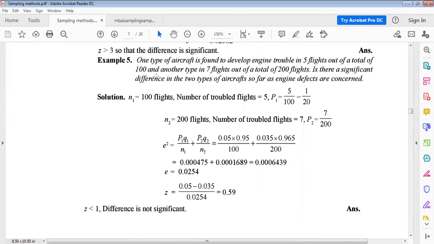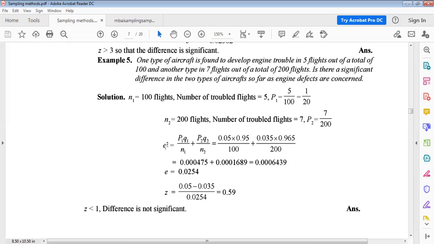Similarly, one type of aircraft is found to have developed engine trouble in 5 flights out of a total of 100, and another type in 7 flights out of a total of 200 flights. Is there a significant difference in the two types of aircraft so far as engine defects are concerned? Actually, n1 is the total number of the first sample. The number of troubled flights is given as 5. This is why P1 equals 5 divided by 100. And n2 is the 200 flights, second sample, with 7 flights. So P2 equals 7 by 200.